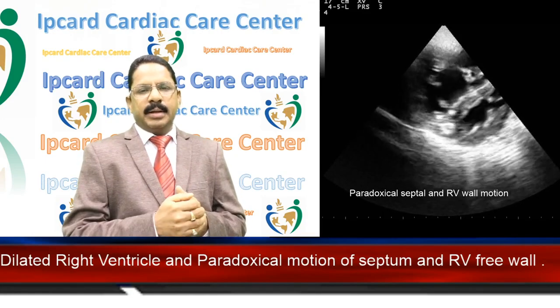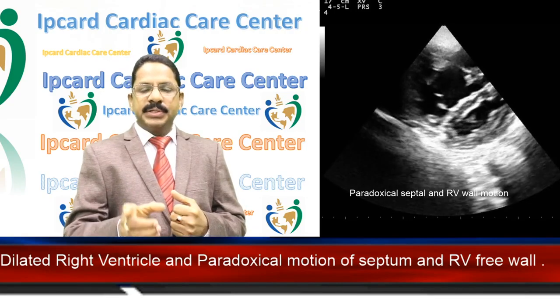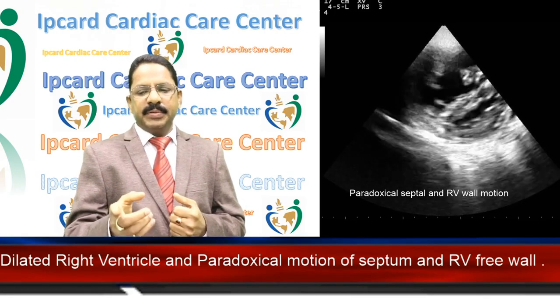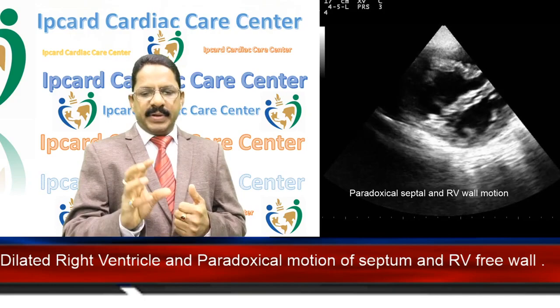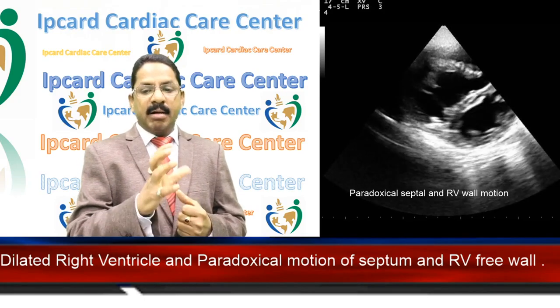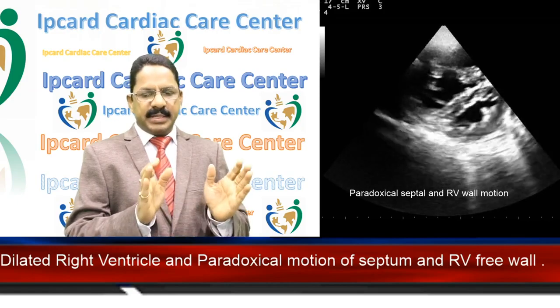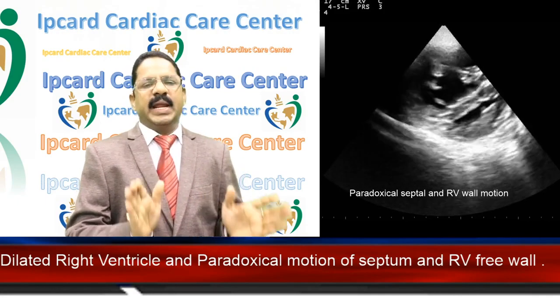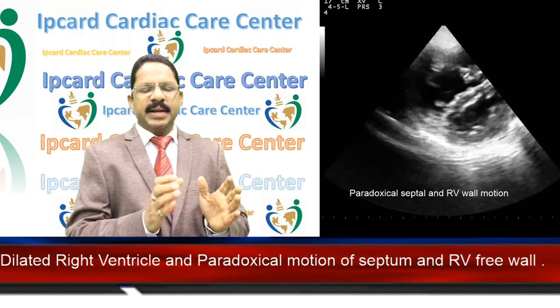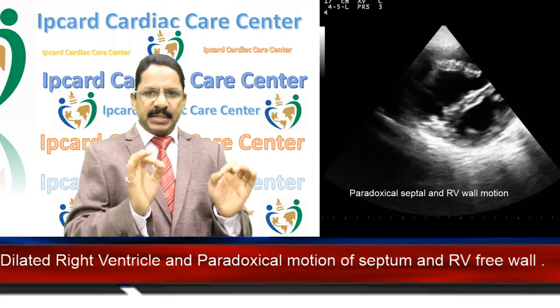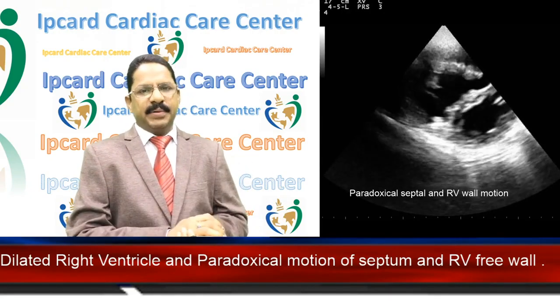It's a parasternal short axis two chambers view. In this view, you can see very clearly a very small left ventricle and a large right ventricle. A large right ventricle itself shows right ventricular failure. If the left ventricle is enlarged, then it first tells left ventricular failure.